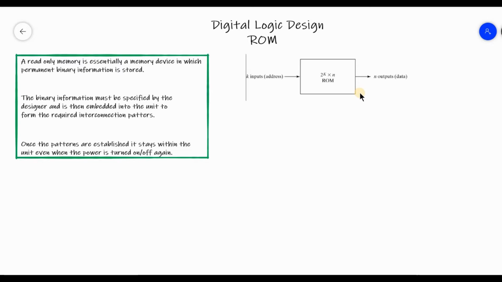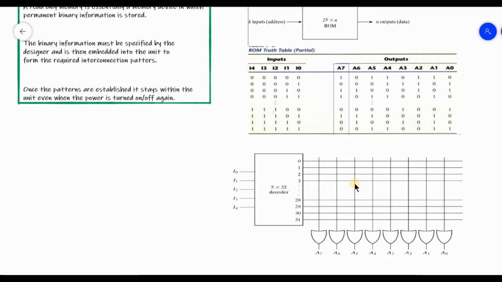Now let us see how we can program a ROM from a given truth table and design its logic diagram. We are given the truth table here, and according to the truth table we have a 5 to 32 decoder which will help us to form our ROM, and to establish the connections we'll indicate with X. So X in our diagram will indicate a connection. Let's start from A7.